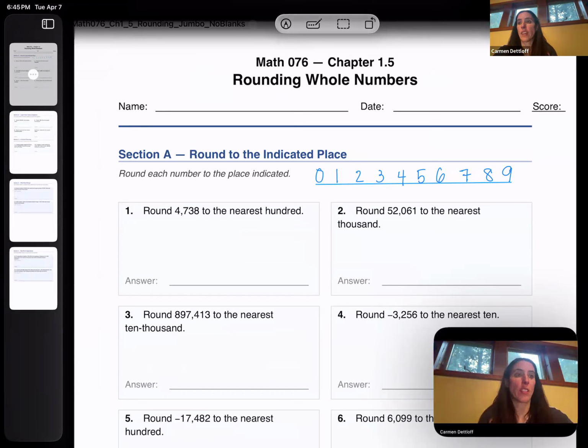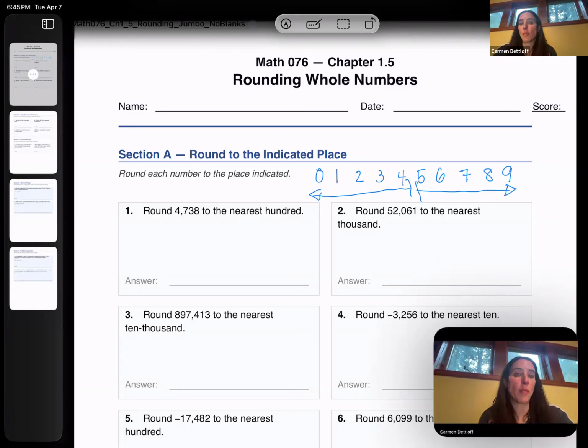9, just like I have it written out here on my screen. I can look at my numbers that end in 0, 1, 2, 3, 4, and those are numbers that are going to round down. And numbers that end in 5, 6, 7, 8, 9, they're going to round up.